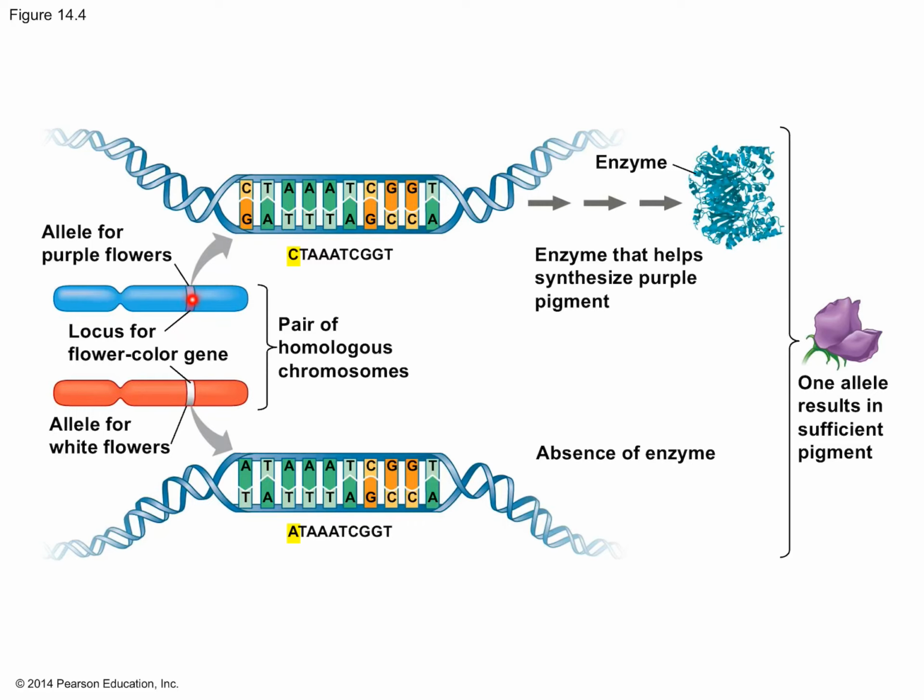But what if we had two white alleles, one there and one there? Well, then neither gene would produce the enzyme. You wouldn't get purple pigment, and so you would see the flower as white.